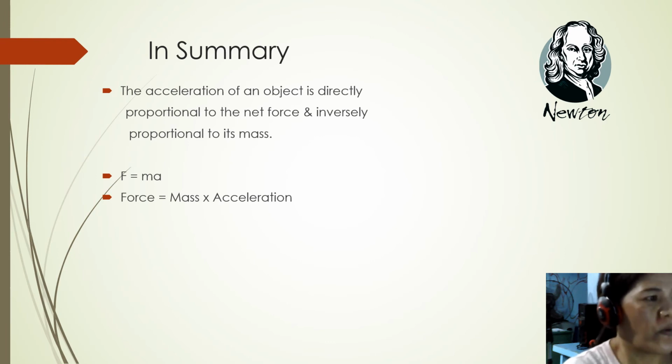Okay, so in summary, the acceleration of an object is directly proportional to the net force and inversely proportional to its mass. Newton's second law of motion pertains to the behavior of objects for which all existing forces are not balanced. So when you say not balanced, then the net force is not 0. The second law states that the acceleration depends on two variables, the net force acting upon the object and the mass of the object.